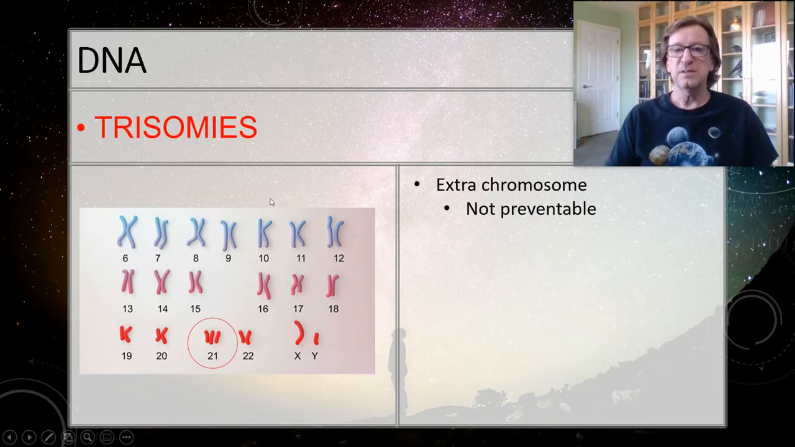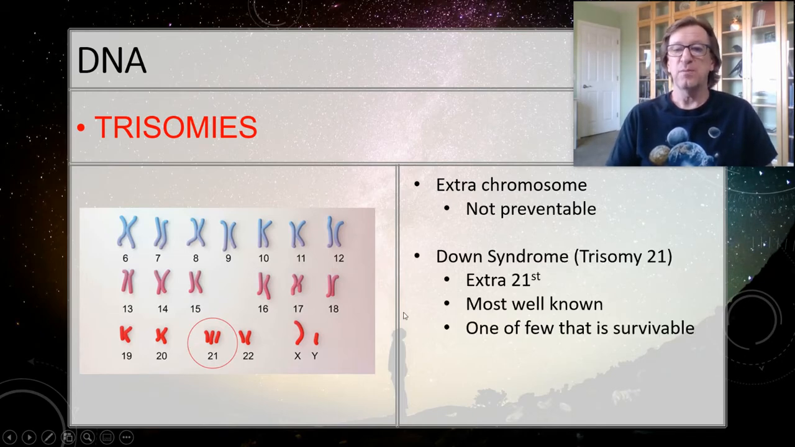Now, this extra chromosome, there's nothing that can be done. It is not preventable. It is just these random things that happen in the egg and the sperm. Probably the most famous trisomy is called Down syndrome, and that's when you get a trisomy of the 21st pair here.